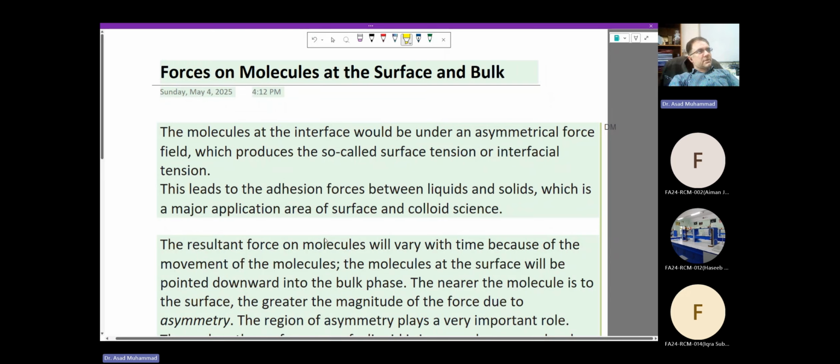Now, let's look at the forces on molecules at the surface and in the bulk. We just had a look at the diagram in the last few slides, where we were looking at the forces which were different in the bulk and on the surface. Here we have an explanation. If we have molecules at the interface, they are under an asymmetrical force field, which produces the so-called surface tension or interfacial tension.